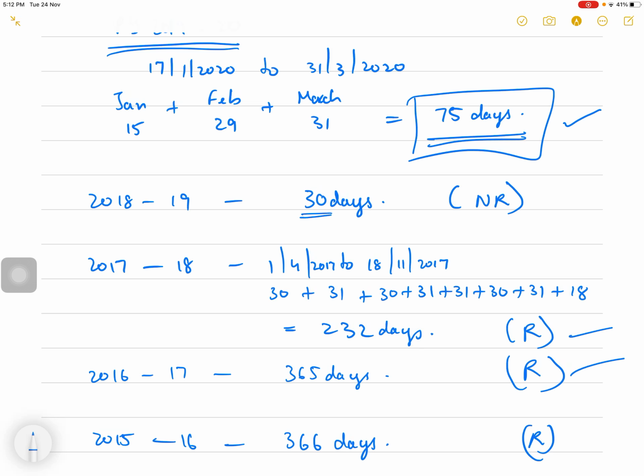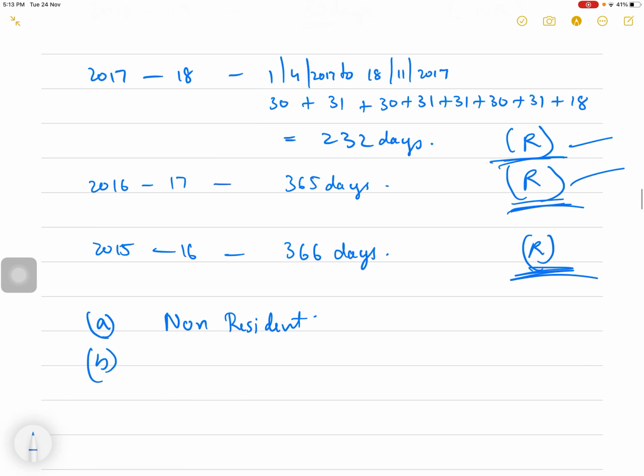And he satisfies both the additional conditions. Out of 10 years preceding the previous year, more than 2 years he is resident, right? Here also he is resident, and in previous years 14, 15, 13, 12, all those years also he is resident. So out of 10 years, more than 2 years he is resident, and during 7 years preceding the previous year, his stay in India is more than 730 days, right? Therefore, he satisfies both the additional conditions. So he is ordinarily resident. So for B, he is ordinarily resident.